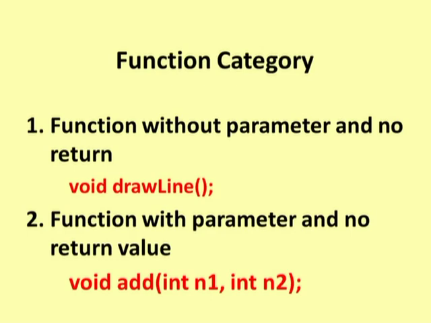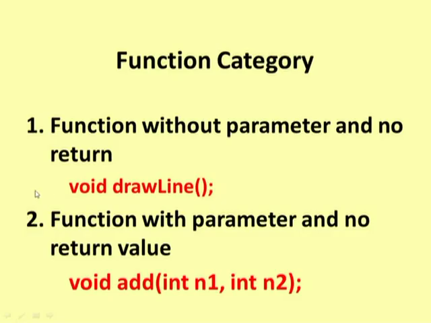Here there are 4 types of function category. Number 1, function without parameter and no return. The example is available with the red line, that is void drawLine. drawLine is the function which draws a horizontal line. So here we are not passing any value, so the parenthesis is blank, and the void keyword is there, means it doesn't return any value. So the function does not return any value and does not take any parameter.